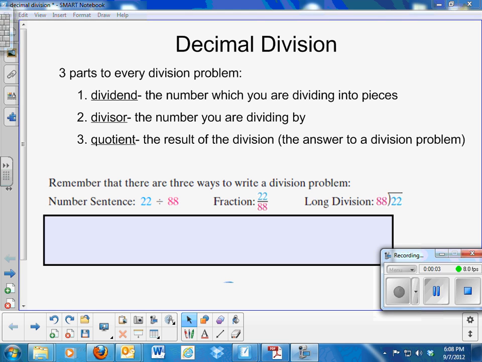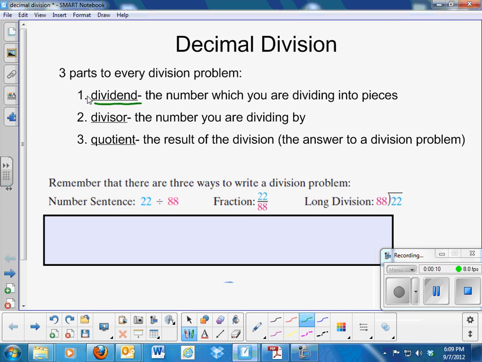Decimal Division Lesson 1. There are three parts to every division problem. First is the dividend. That's the number that we're dividing into pieces. The second part is the divisor. That's the number we are dividing by. And the third thing in a division problem is the quotient. It's the answer to a division problem. You need to take a minute and write those words in your notebook for vocabulary.